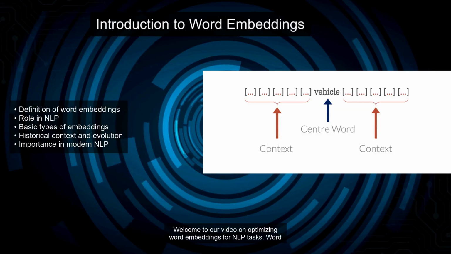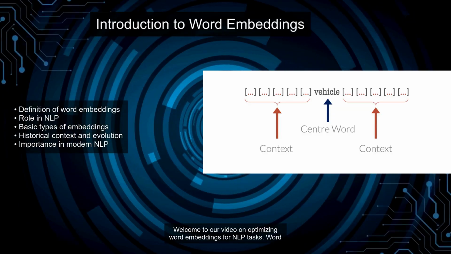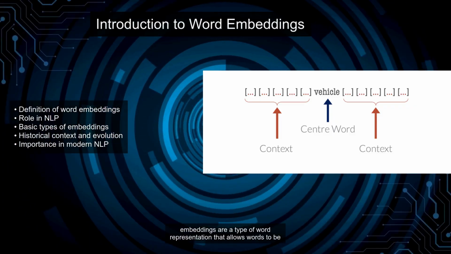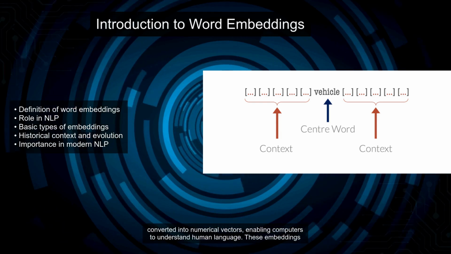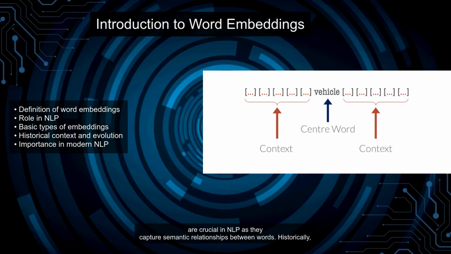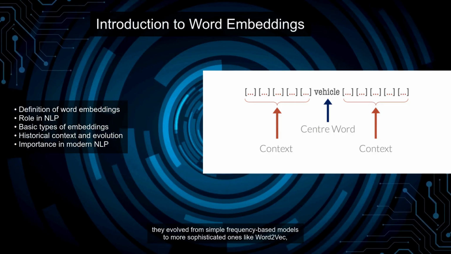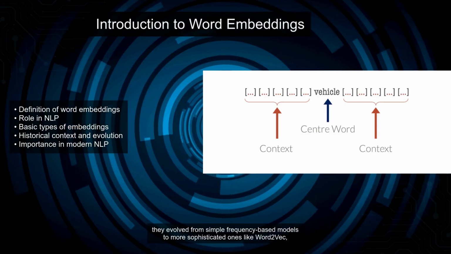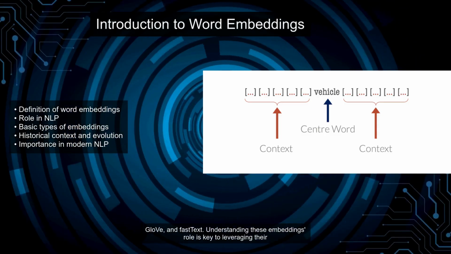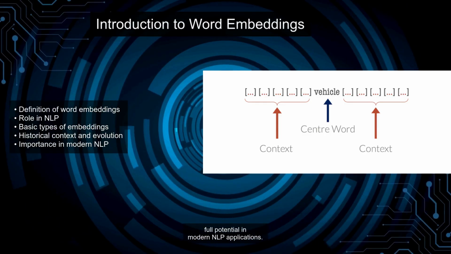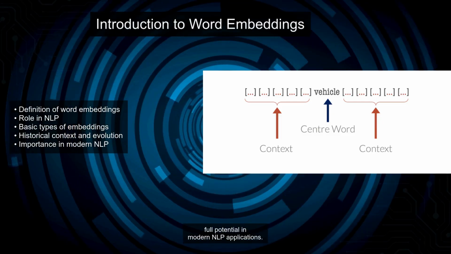Welcome to our video on optimizing word embeddings for NLP tasks. Word embeddings are a type of word representation that allows words to be converted into numerical vectors, enabling computers to understand human language. These embeddings are crucial in NLP as they capture semantic relationships between words. Historically, they evolved from simple frequency-based models to more sophisticated ones like Word2Vec, GloVe, and fastText. Understanding these embeddings' role is key to leveraging their full potential in modern NLP applications.